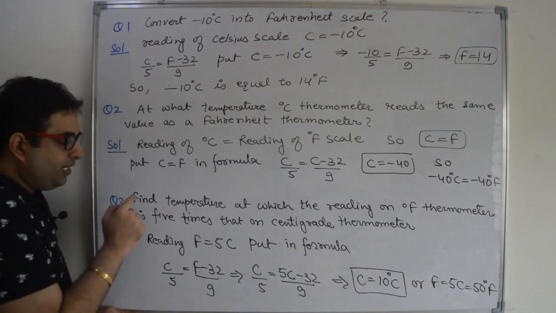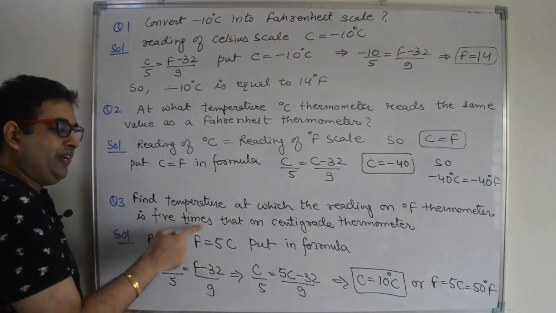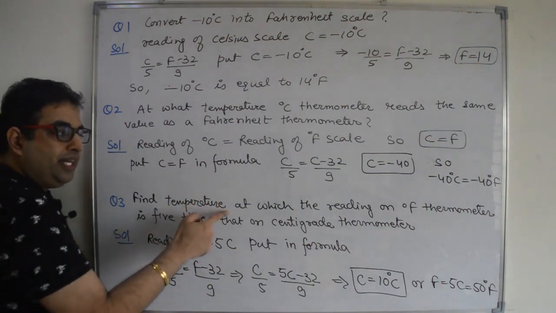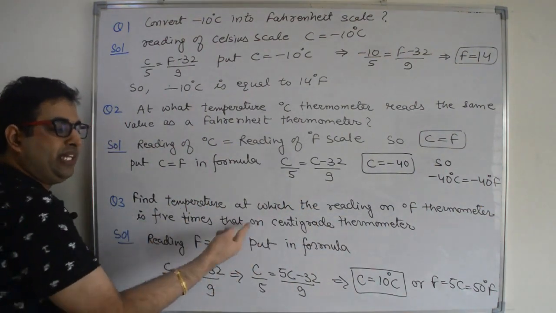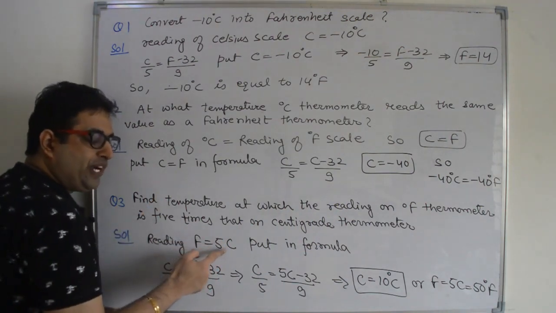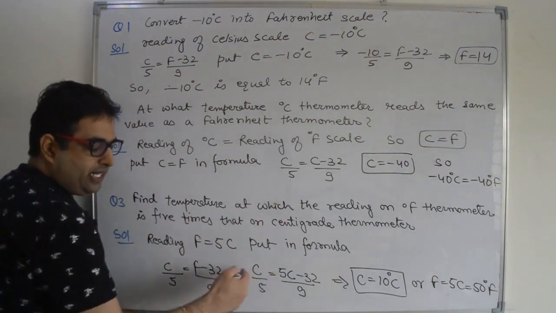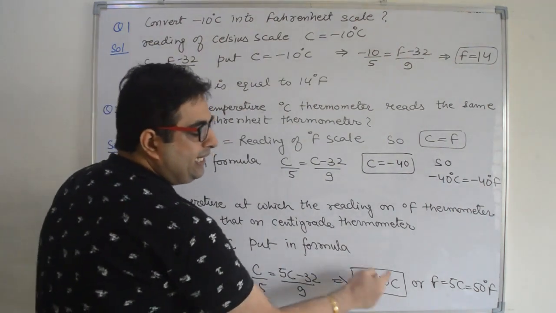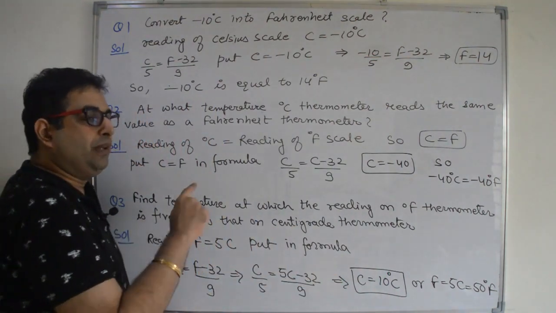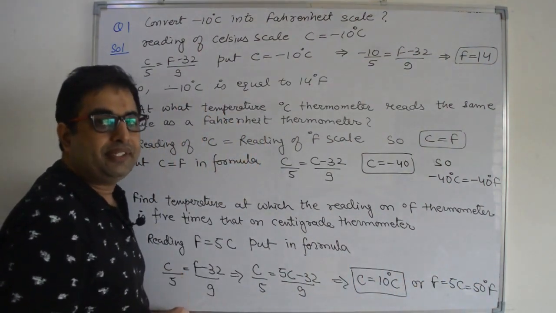Third problem. Find the temperature at which reading of Fahrenheit thermometer is 5 times that of Celsius thermometer. So here the condition is reading of Fahrenheit scale should be 5 times of Celsius scale. Again put the value F equal to 5C according to the question in the formula. So replace F with 5C and solve it. You will get 10 degrees Celsius. So at 10 degrees Celsius, reading of Fahrenheit scale will be 5 times. That means 50 degree Fahrenheit. Right?